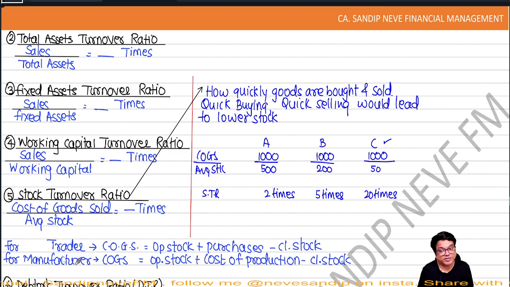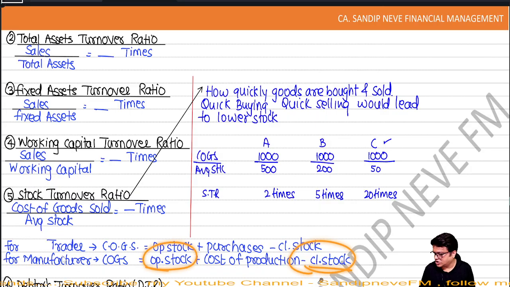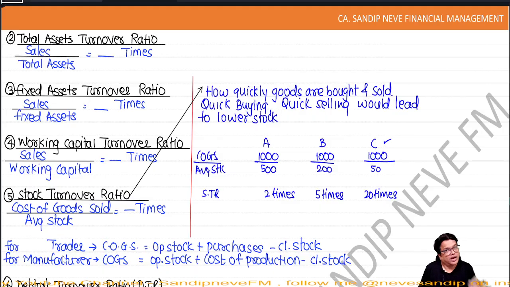Why? You remember? The formula for COGS we had discussed in the class. COGS is equal to what? Opening stock plus purchases minus closing stock for a trader. And even if he's a manufacturer, it would be opening stock plus COP minus closing stock. So basically, opening and closing stock is bound to be there. Understood?